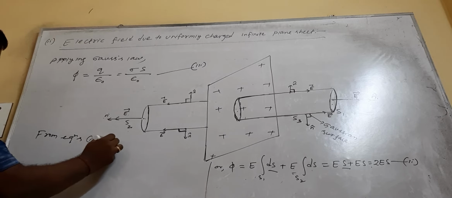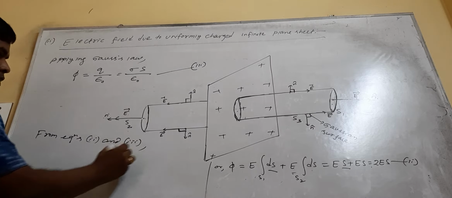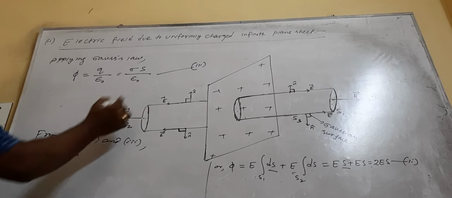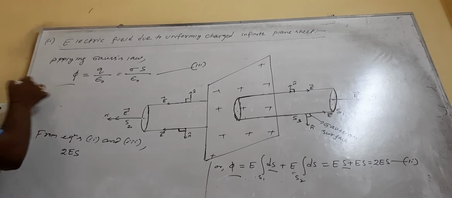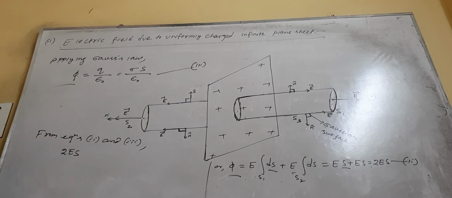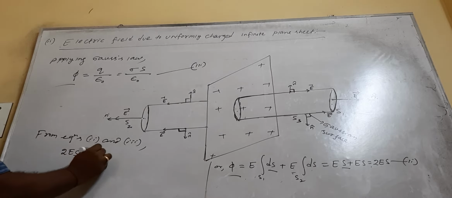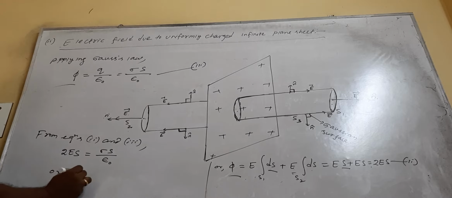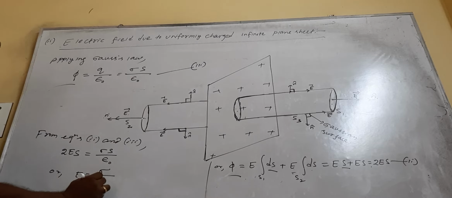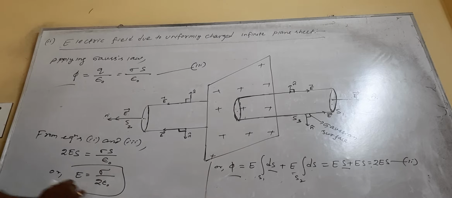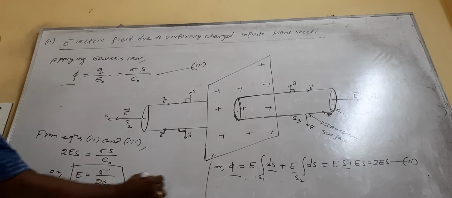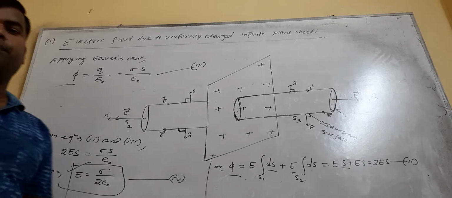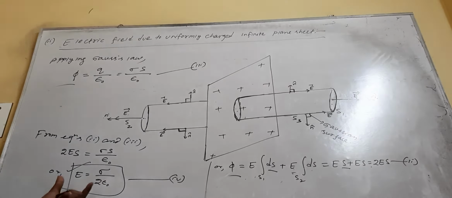Now compare equations 2 and 3. Here it is 2ES. In both the equations the LHS is the same, so we have to make the RHS equal. That is, 2ES is equal to sigma S by epsilon 0, or E is equal to sigma by 2 epsilon 0. So you see, it is the expression for electric field due to an infinite plane sheet.